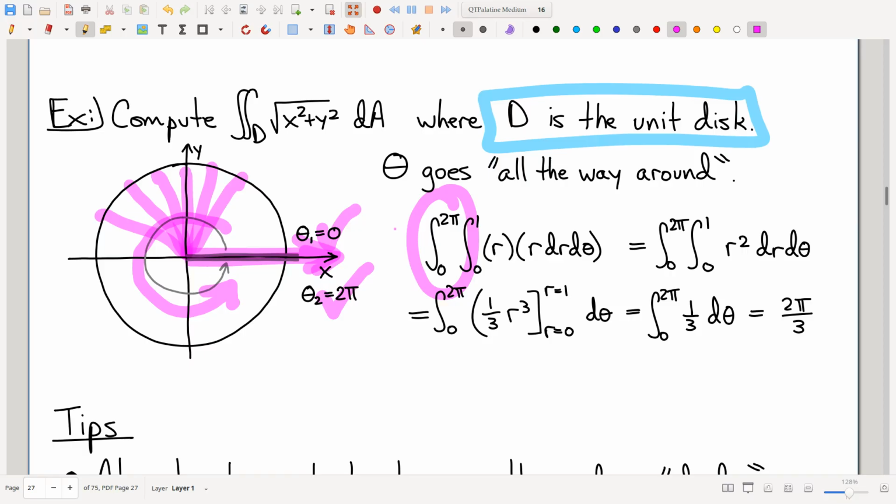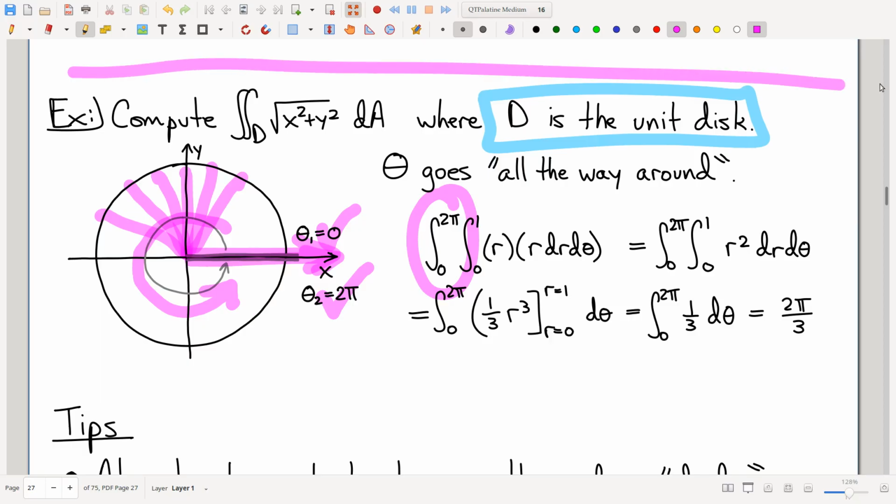Oh, I see I'm out of time. Okay, we'll pick up with this example. We'll pick up with that example next time.